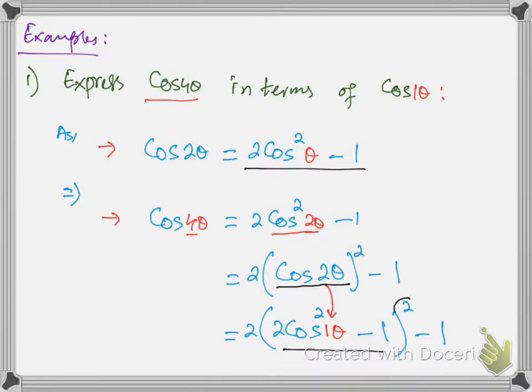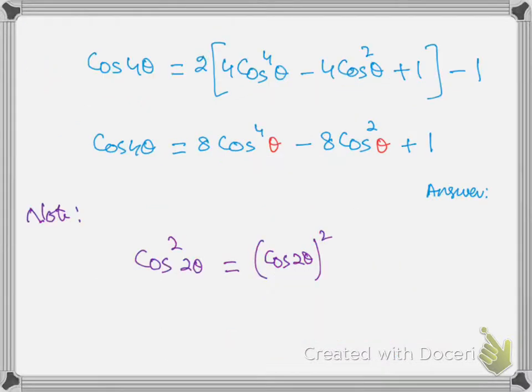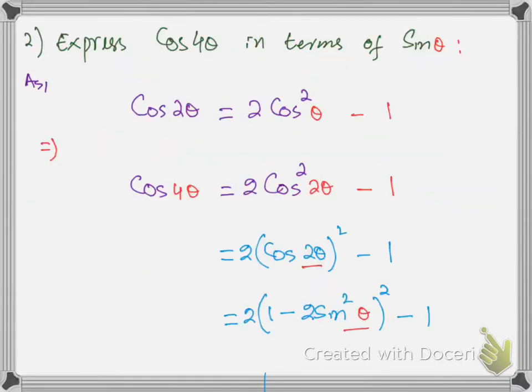Well, this has power 2, so you just need to simplify this expansion. You just need to expand this by means of (a minus b) whole square. You will get this thing when you expand this, and then you just need to simplify this. So this is very important. You can write this power 2 as whole power, meaning cos square 2 theta can be written as (cos 2 theta) whole square. Example number 2.